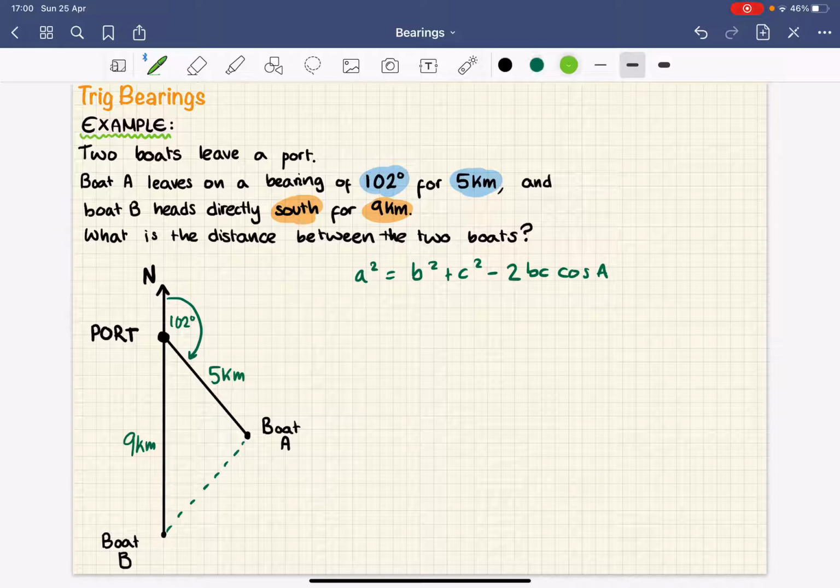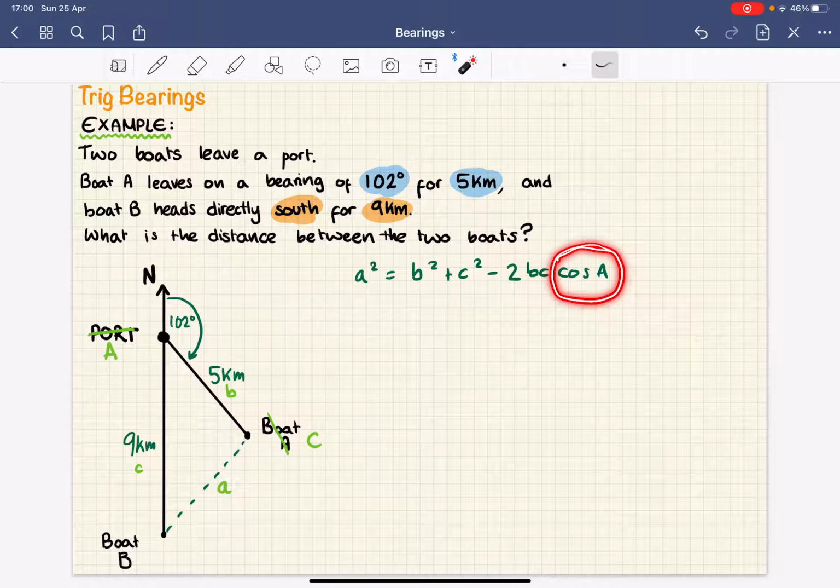So this length is going to be my a, which means up by the port, that's going to be my capital A. Because remember, A is the subject here, so that needs to be where my unknown's at. So then all I'm going to do is just quickly change boat A to a C, and my boat B can just stay as B there. Now, before I do any substitution, I've got this issue of this cos A right now. And that A is specifically the angle that's inside the triangle. So don't fall in the trap of using that 102.